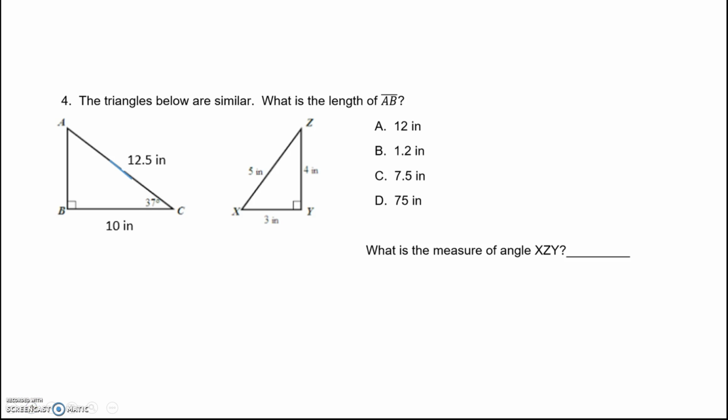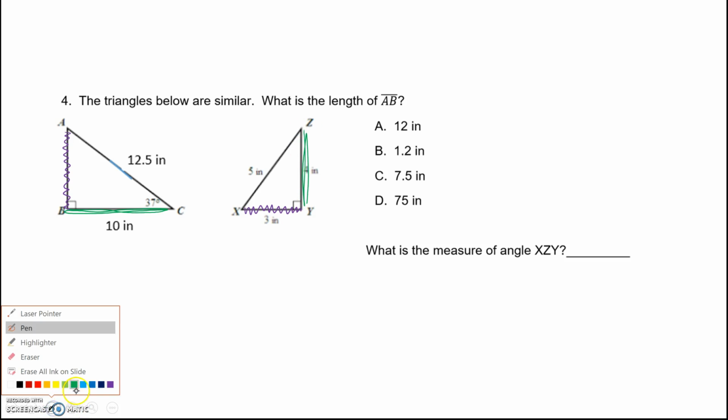Okay, so this one says the triangles below are similar. What is the length of AB? So we are looking for this length right here. And you need to use your colors or your squiggles to do your corresponding sides. So I am looking at, let's see, so this is in the bottom left-hand corner. So I'd kind of have to rotate it. So that means AB is the same as XY. And then, let's see, I don't like the decimal. So I'm going to go with 10 and 4.